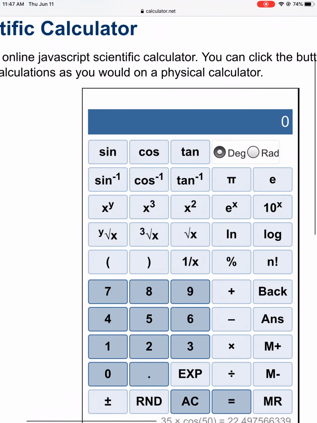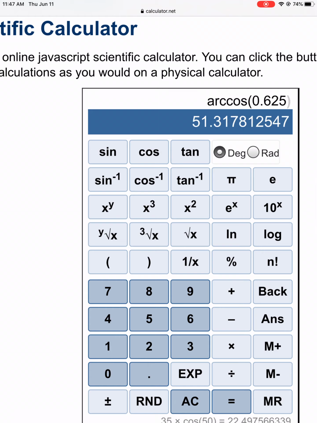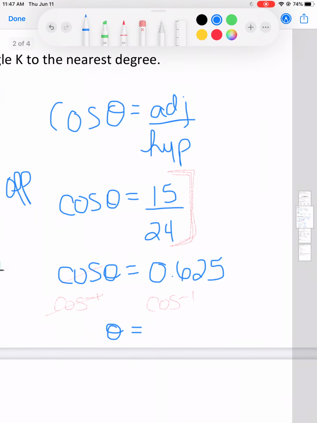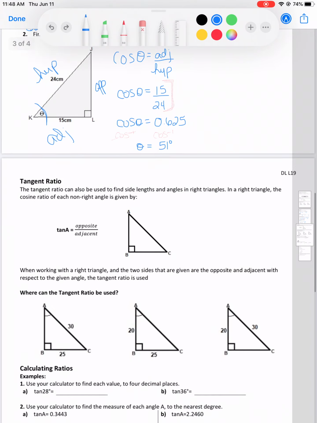So cos to the minus 1 of 0.625 is 51.3. It does say to the nearest degree, so 51. Cool. So that's it for cos. I'm going to move on to tan.